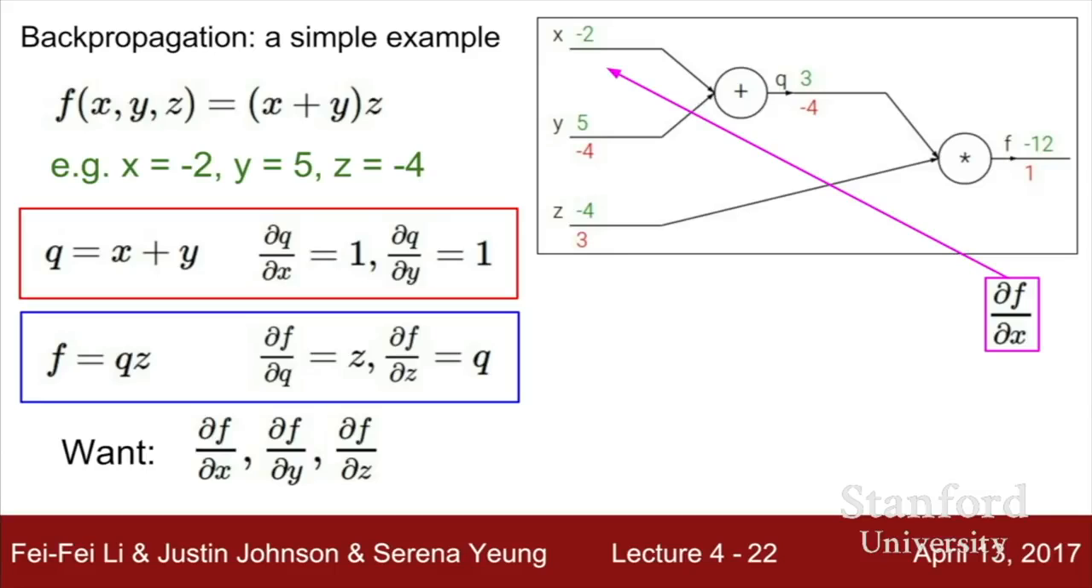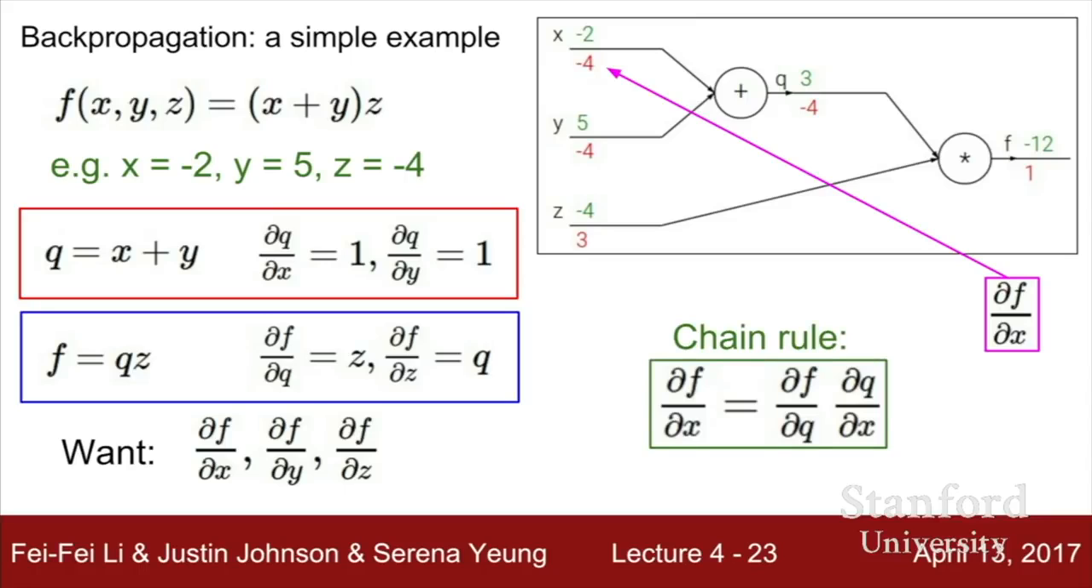Okay, so now if we want to do the same thing for the gradient with respect to x, we can follow the same procedure. And so what is this going to be? Yeah, exactly. In this case, we again want to apply the chain rule. We know the gradient of the effect of q on f is -4, and since we have the same addition node, dq over dx is equal to 1. Again, we have -4 times 1, and the gradient with respect to x is going to be -4.